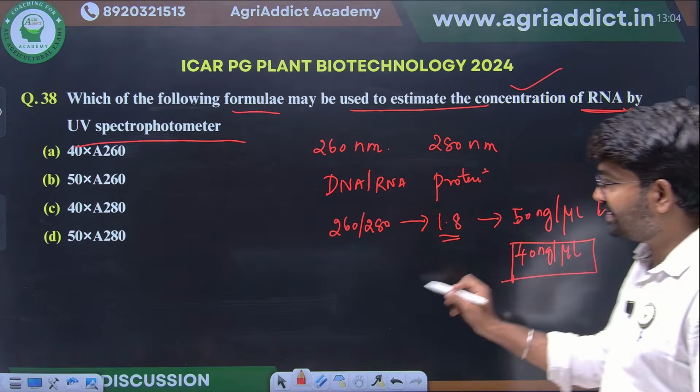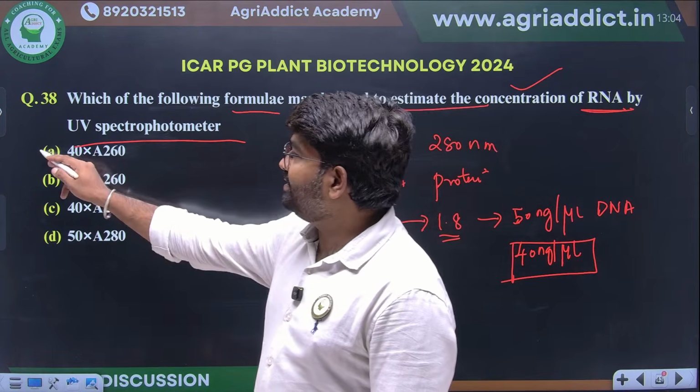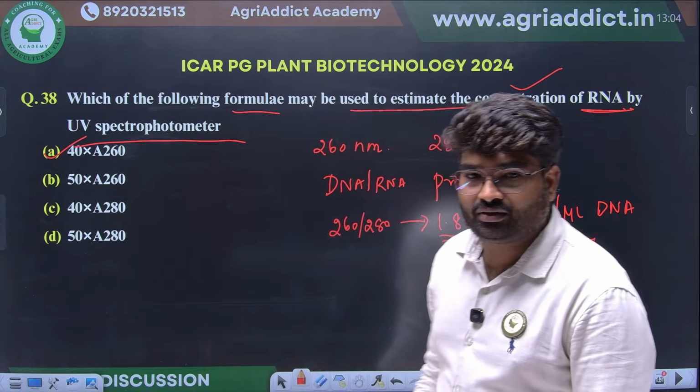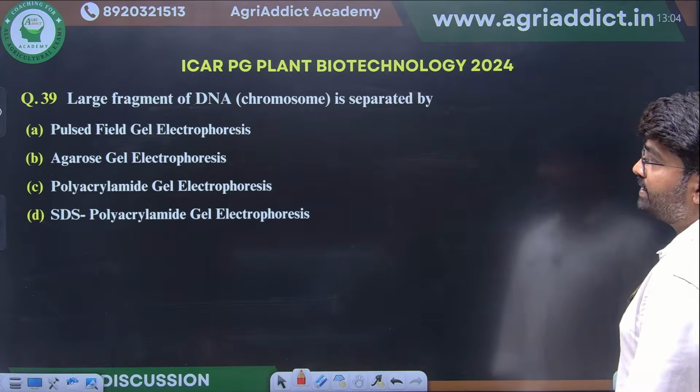Excellent. Already one person has answered. So 40 into 260. Excellent. Next question.